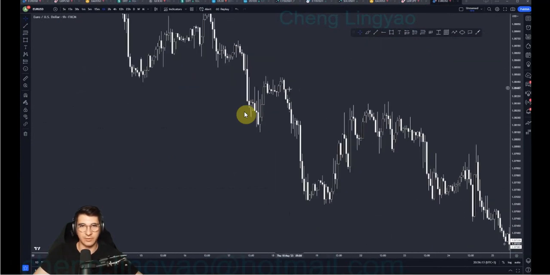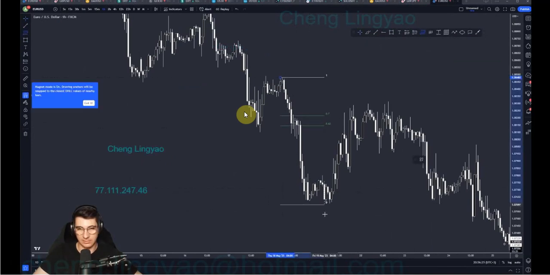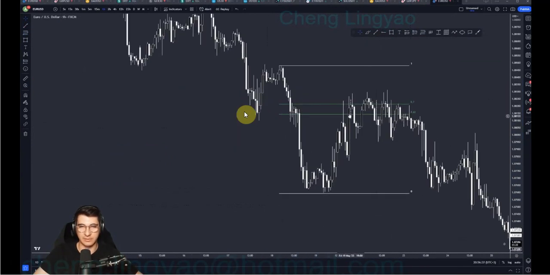So let's say here we had a breakdown with no retracement. You can see there was no retracement. We have the high, we have the low here, then price started to pull back. We can mark the high and the low here, all right, and just go like this. And now we have the area where we can look for a potential entry.